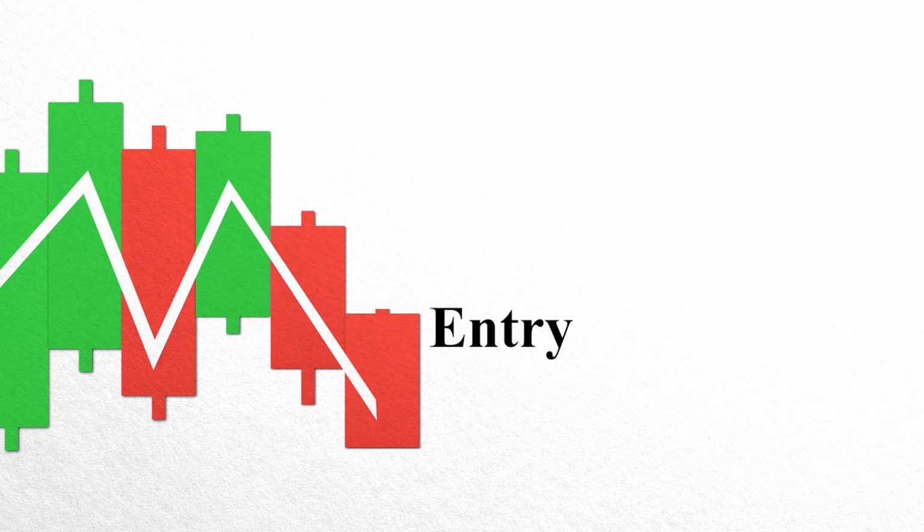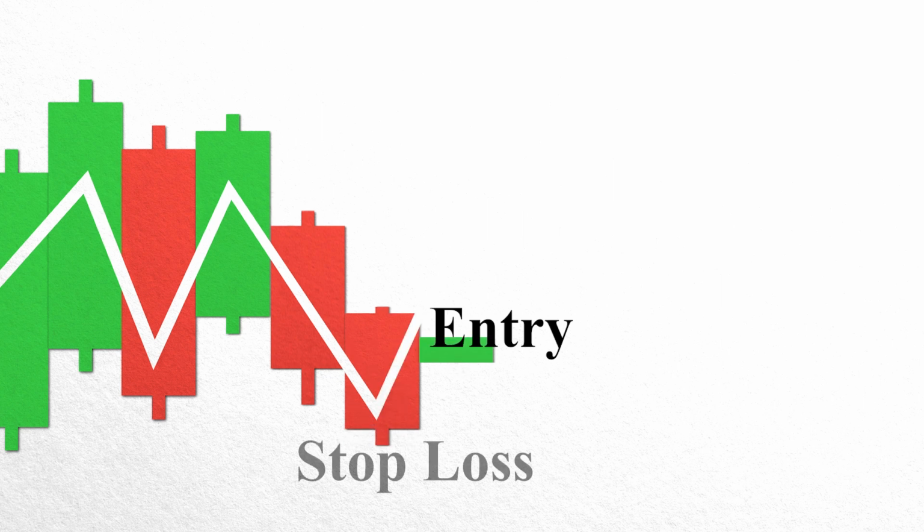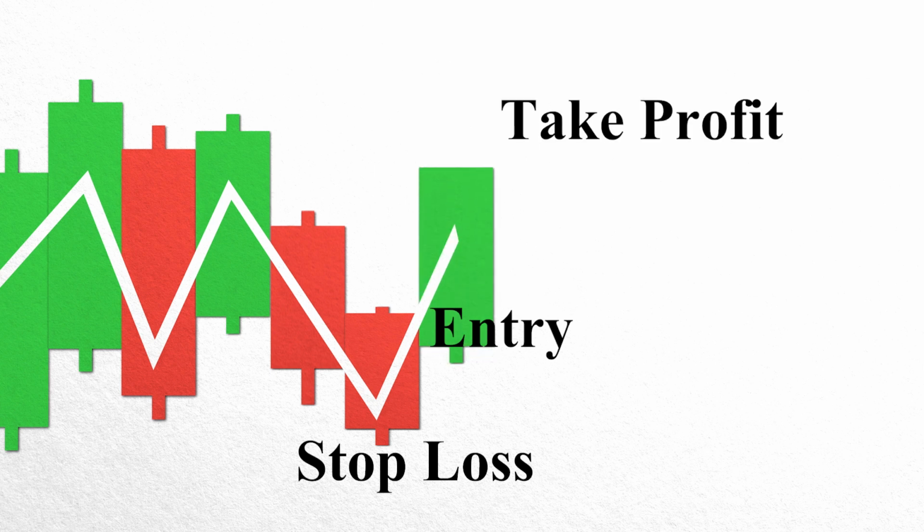The entry order is the price at which you in fact get in the market. The stop loss order is a price level at which you wish to get out of the market in the case of a loss. And the target is the price level at which you wish to get out of the market in case of a profit. In the case of a long trade, the stop loss is below the entry and the target is above the entry. In the case of a short trade, the stop loss is above the entry and the target is below the entry.